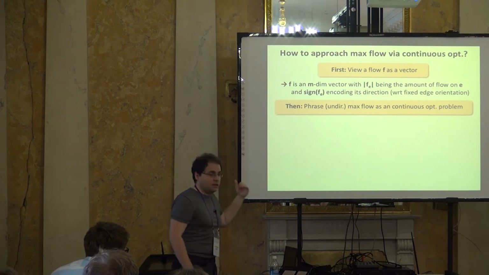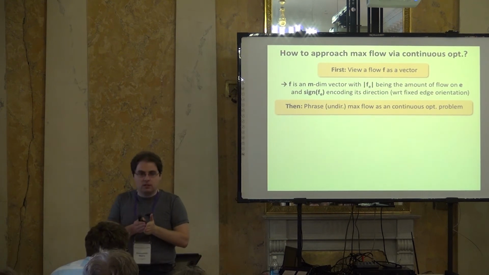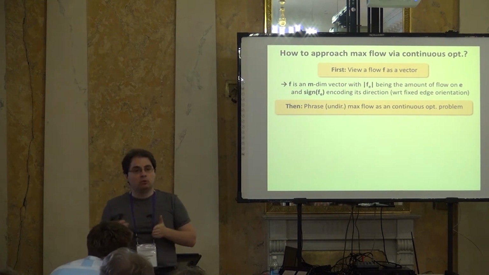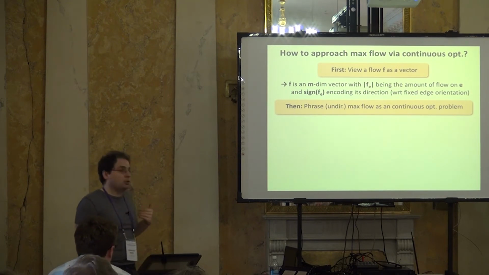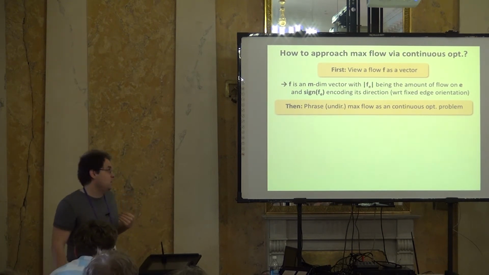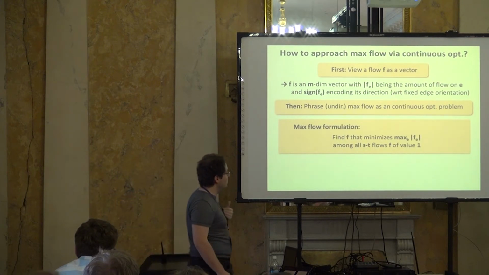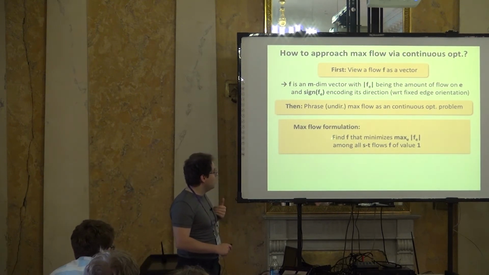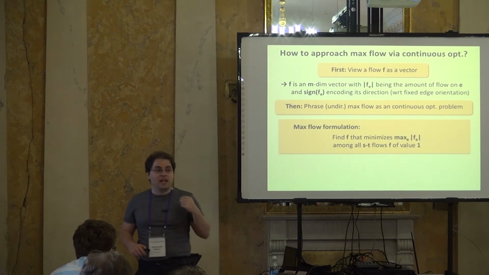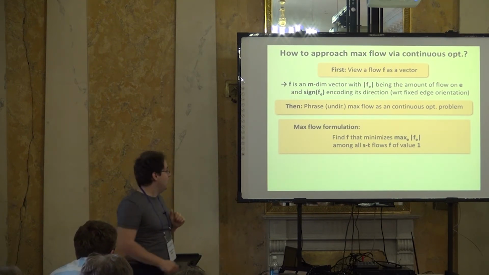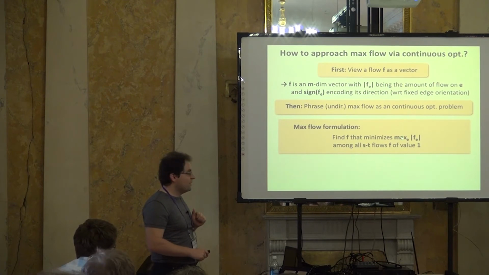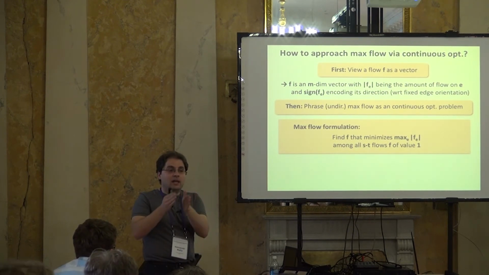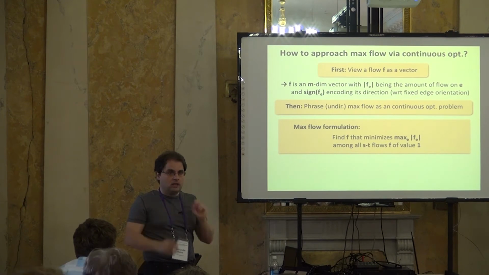Now, the second step: we know what the object is in linear algebraic terms, and we want to translate the maximum flow problem into continuous optimization language. What you will ask for is a vector f that is m-dimensional, that optimizes over all the vectors that encode an s-t flow of value 1. And what you want to minimize is the maximum value of flow on any of the edges. So let's go slowly here.